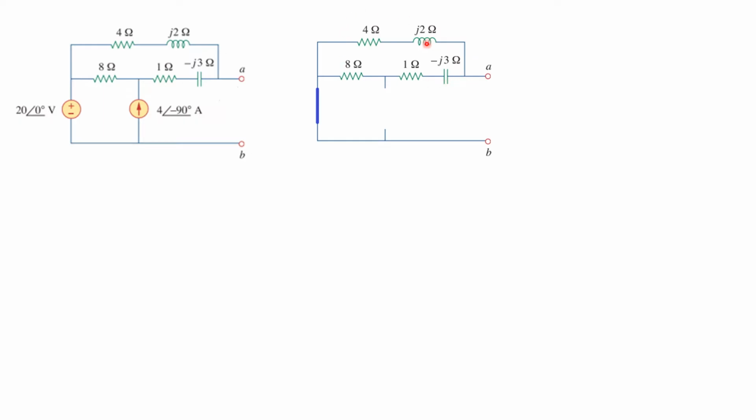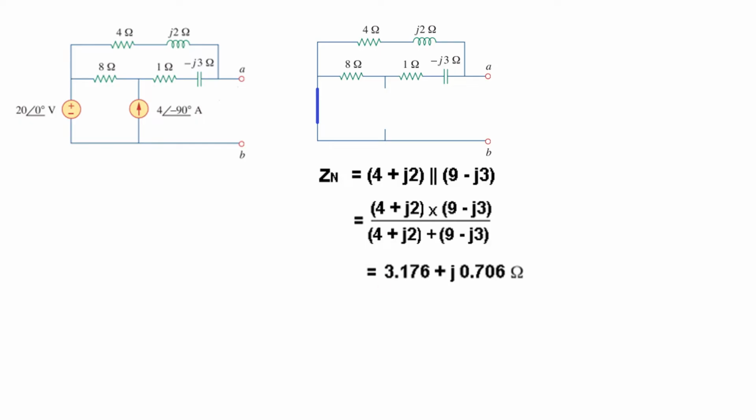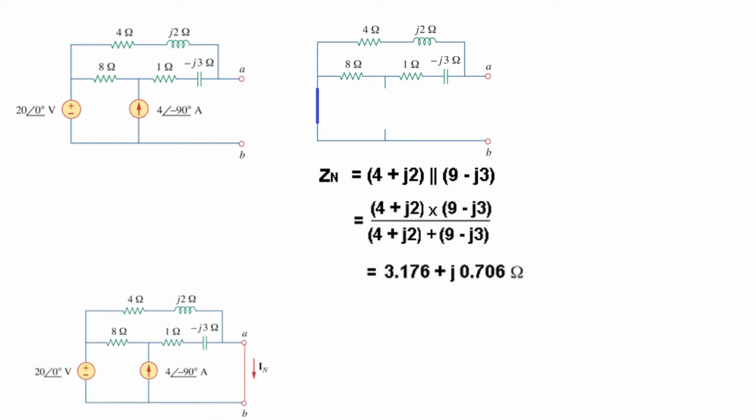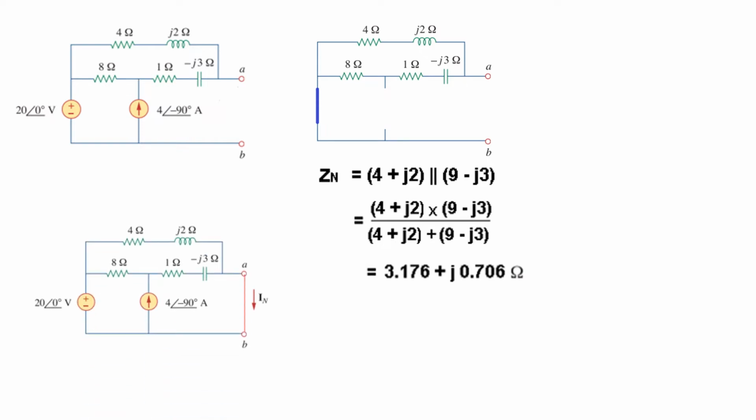You can see this one is in parallel with the other branch. So we can say that Z Norton is 4 plus j2, which is this, in parallel with 9 minus j3. So 8 plus 1, 9 minus j3. And solving, we find this to be the value of Zn. And now we'll try to find the Norton current. For that we'll short circuit the two terminals, and the current through this is known as the Norton current.